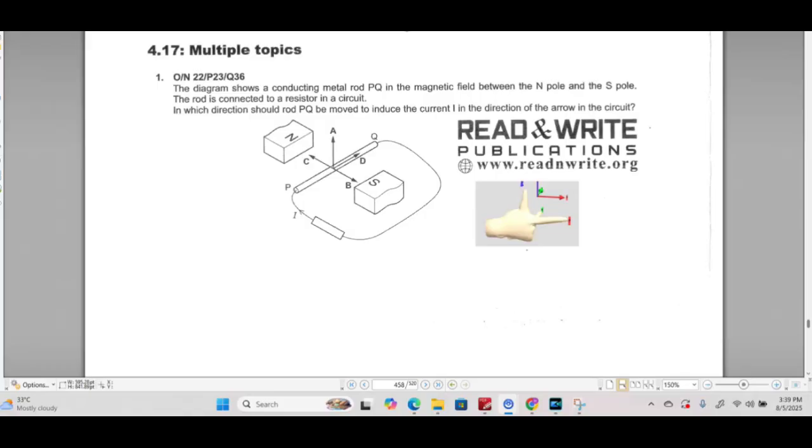Physics 0625. Currently, we are doing the chapter of electricity and magnetism, and we've done quite a few topics up till now. This is one of the last topics that we are going to do, which is topic 4.17, multiple topics, which comprises questions related to many different concepts related to electricity and magnetism. So this is going to be a mixed bag.